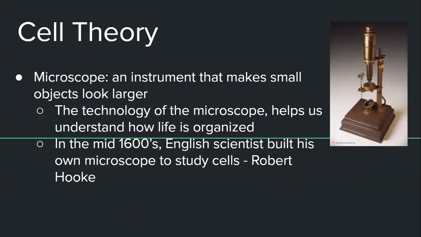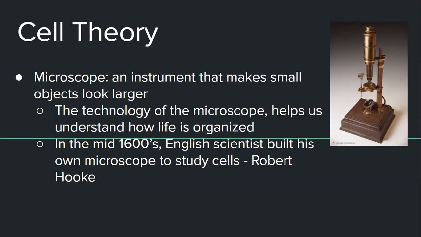We're going to move on to cell theory. So it wasn't really until the 1600s that scientists realized that living organisms were made up of cells. The invention of the microscope, an instrument that makes small objects appear larger, made this discovery possible. So the technology of the microscope led to new knowledge of how life is organized. As this technology improved over time, scientists were able to gather new information about cells and how they function. Scientists put all these discoveries together to develop a theory about cells.